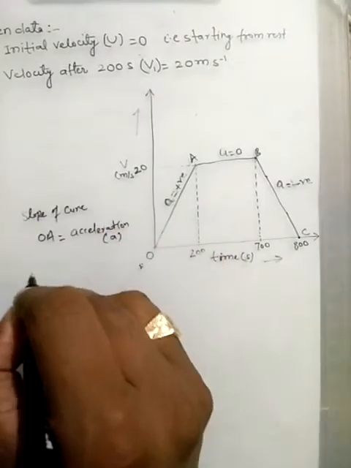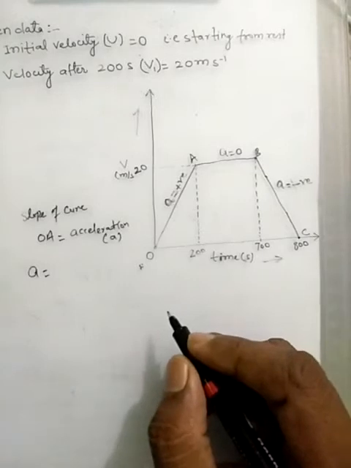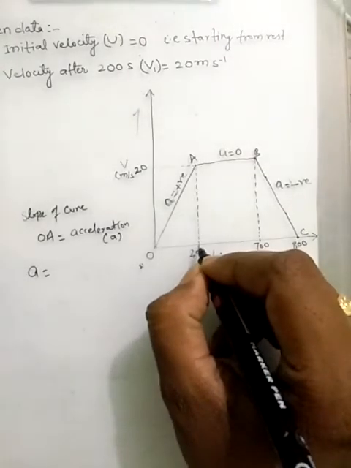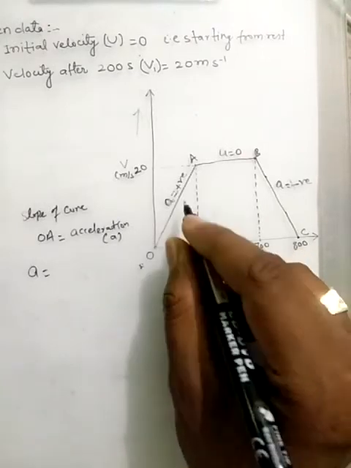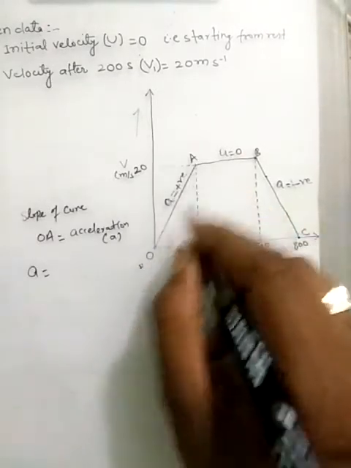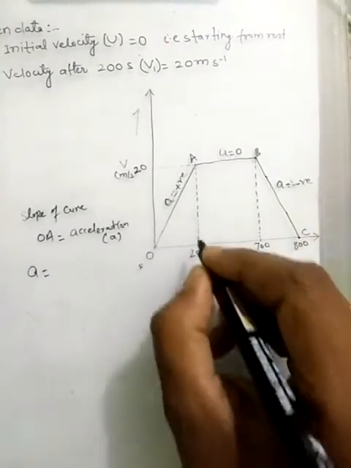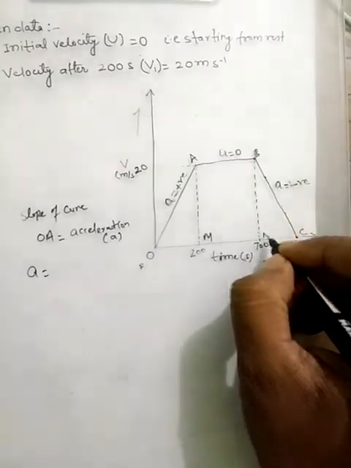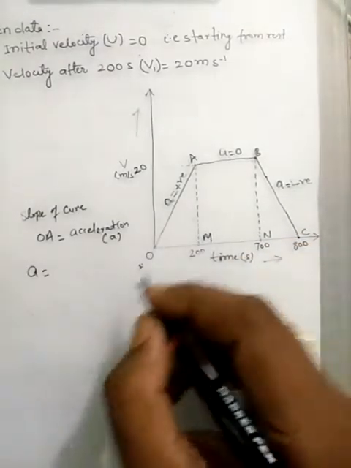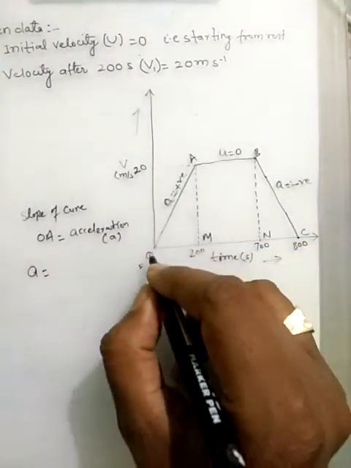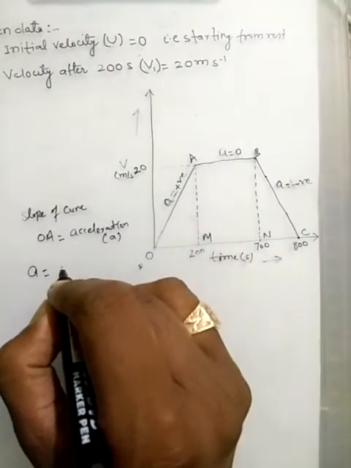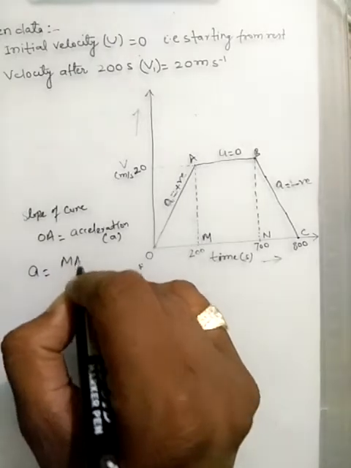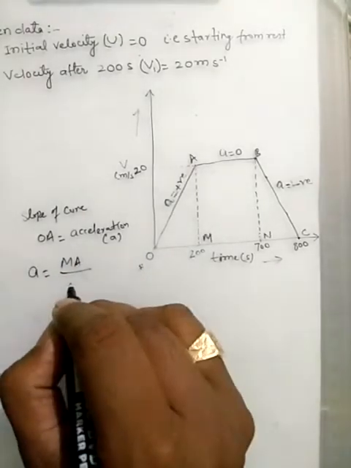Acceleration A will be the slope. It means if this is the triangle OAM, consider this is the point M and this is N, then in triangle OAM, the slope of the object will be MA upon OM.